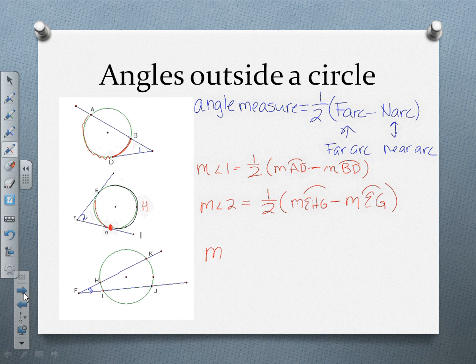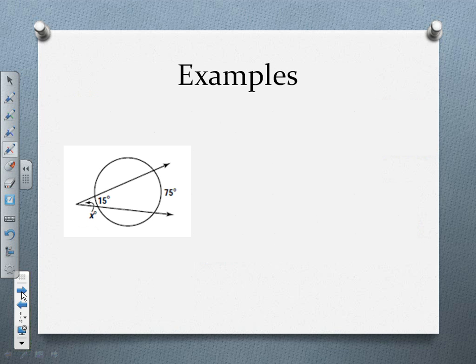The measure of angle 3 is 1/2 times my far arc again. The far arc is the measure of arc KJ, from here to here, and then the near arc is arc HI. All right, so one formula, 1/2 far arc minus near arc, in 3 different situations. So of course, let's look at some examples.